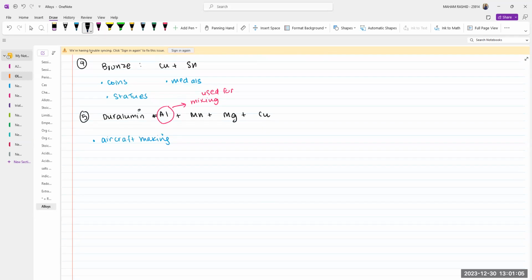Then we have the last type of alloy. This is a mixture of lead, which is plumbum, and strontium. The use for this is joining electrical circuits.